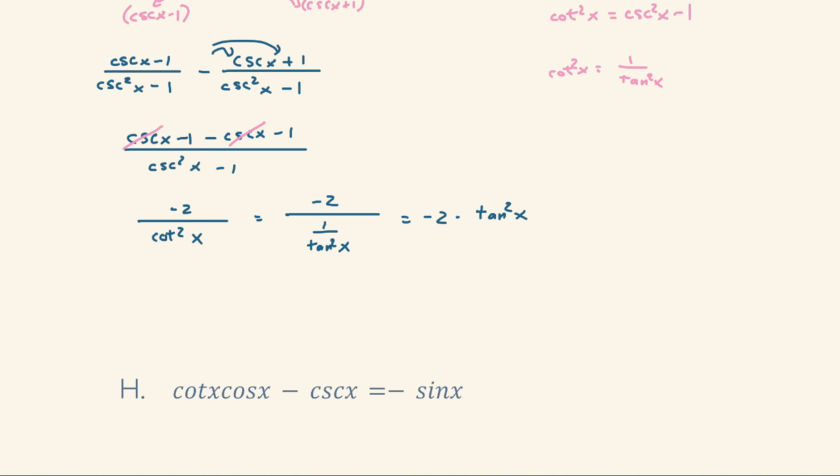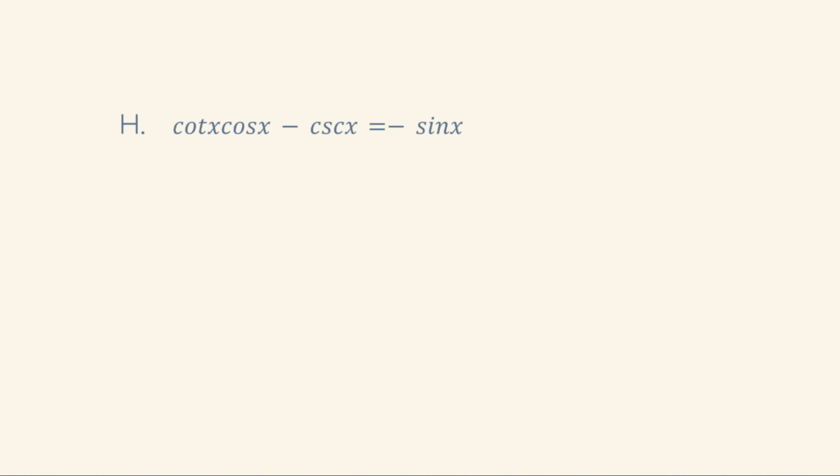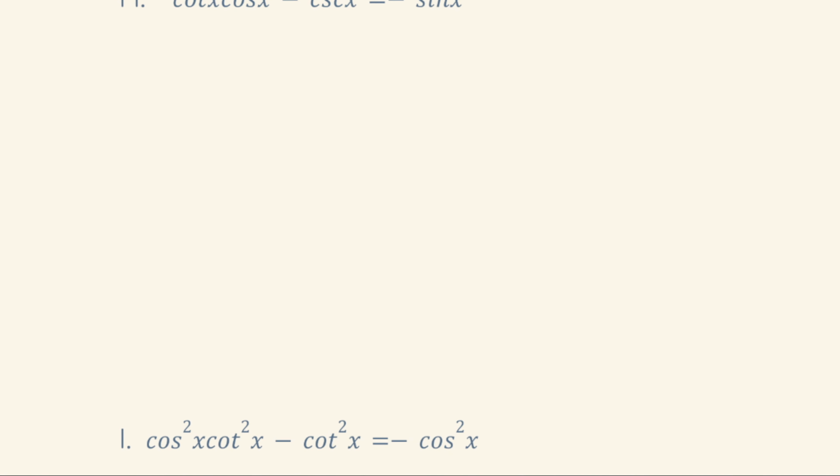All right, let's look at question H then. Okay, cotangent x times cos x minus cosecant x. We're trying to show that that's equal to minus sine x. So cotangent x, that's going to be cos x over sine x, and that's going to be multiplied by cos x, cos x over 1 maybe. And that's going to be subtracting 1 over sine x, right? Because cosecant x is 1 over sine x.